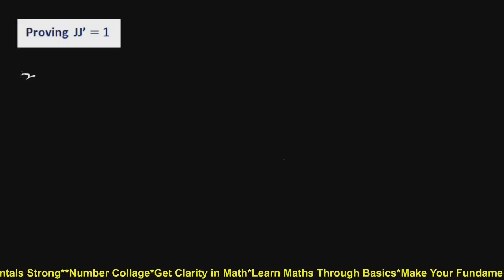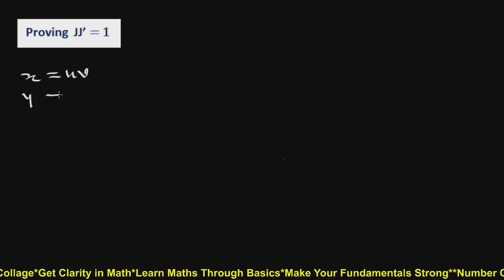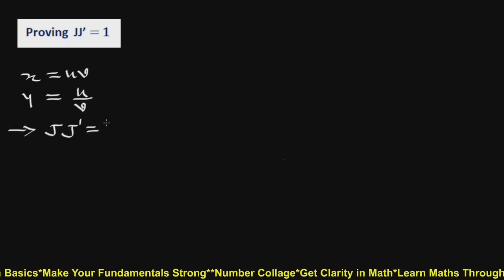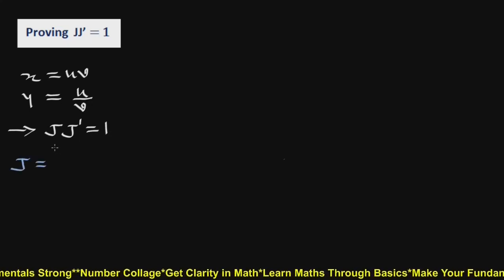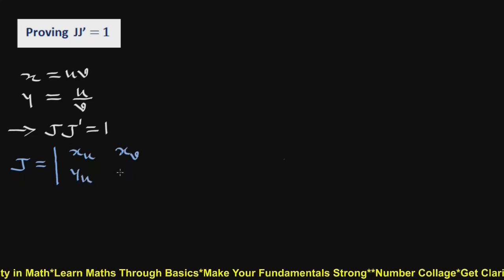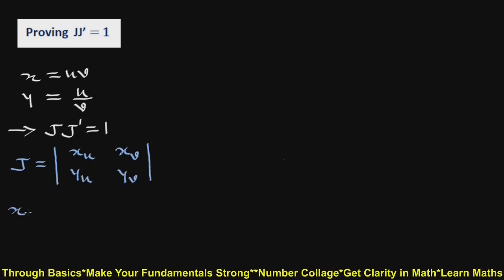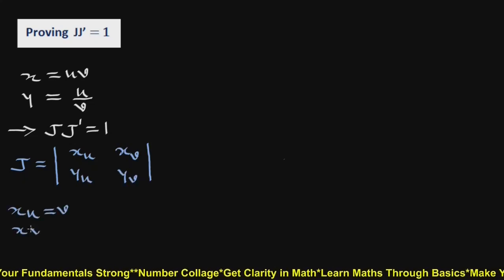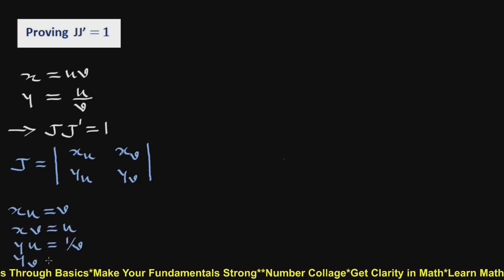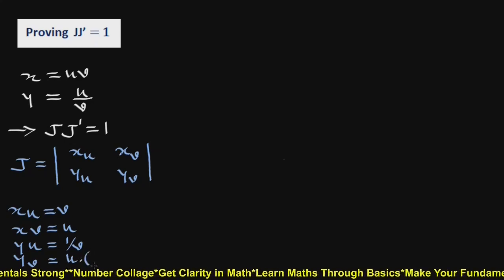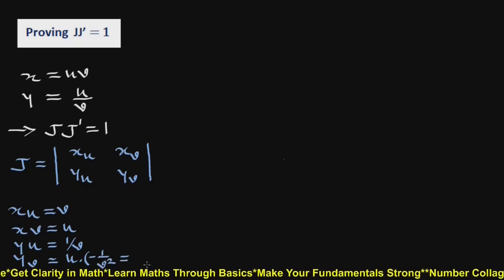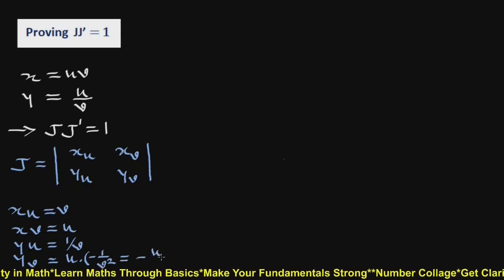If x equals uv and y equals u upon v, we have to prove JJ' equals 1. Now for finding J, we will require determinant x_u, x_v, y_u, y_v. Now x_u will be v, x_v will be u, y_u will be 1 upon v, and y_v will be u into derivative of 1 upon v, minus 1 upon v square. So y_v will be minus u upon v square.